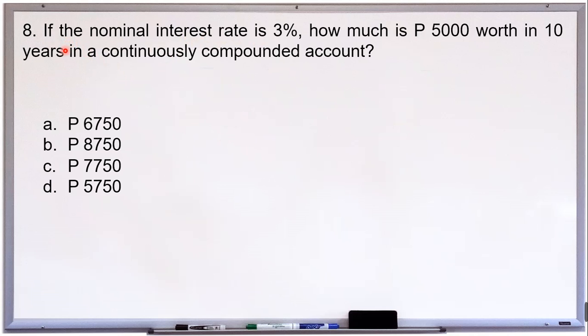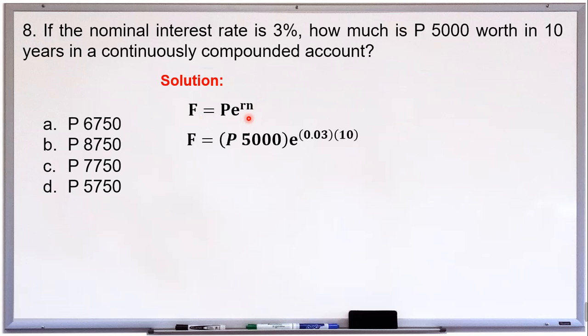So the problem states that if the nominal interest rate is 3%, how much is 5,000 worth in 10 years in a continuously compounded account? So the requirement here is the future worth of 5,000 at an interest rate of 3% in 10 years compounded continuously. So the solution is simply use the formula, then substitute the given values.